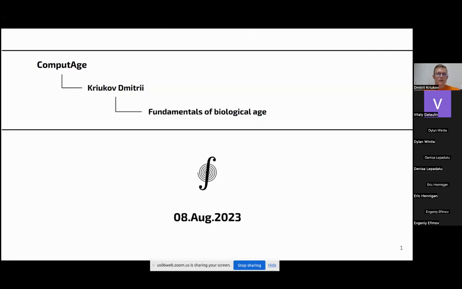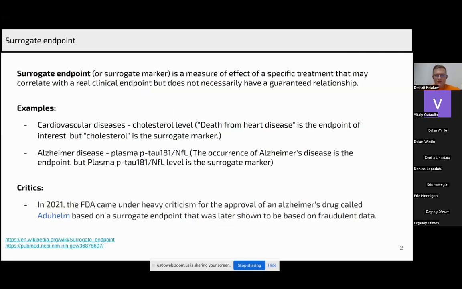Okay. Today we'll speak about fundamentals of biological age. We will speak about this concept and why this concept is important, especially for aging domain today. Before we go to the biological age, let me first explain what is surrogate endpoint.